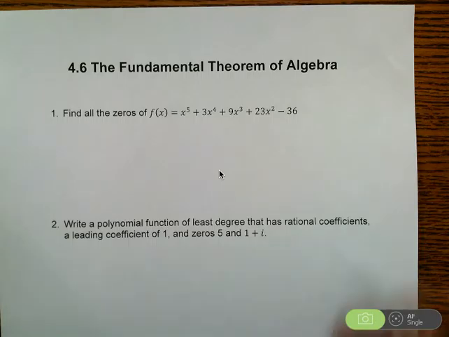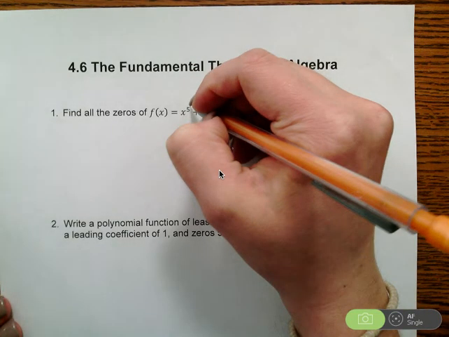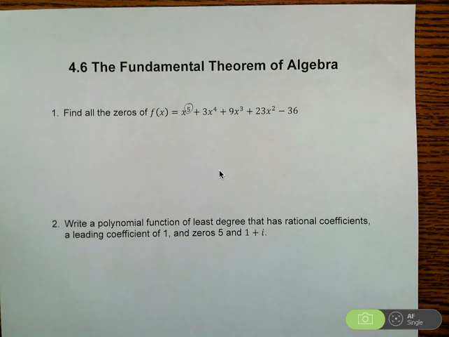So this equation right here, the lead degree is 5, so that means it has 5 zeros. Okay, so that means they could be real, non-real, positive, negative. They could have square roots. We don't really know, but we do know that there are 5 zeros.